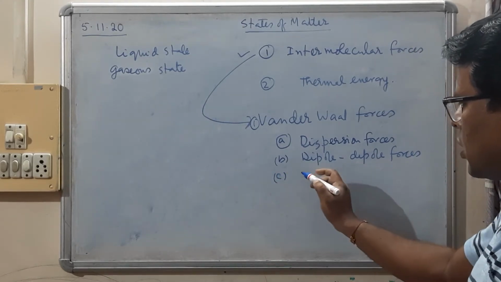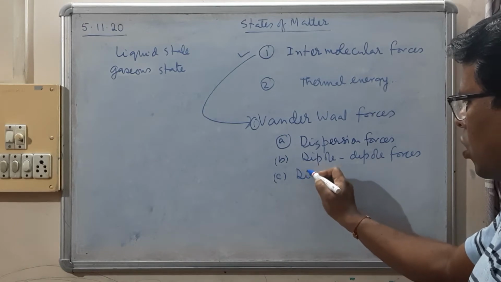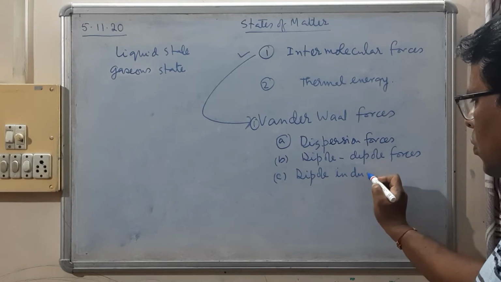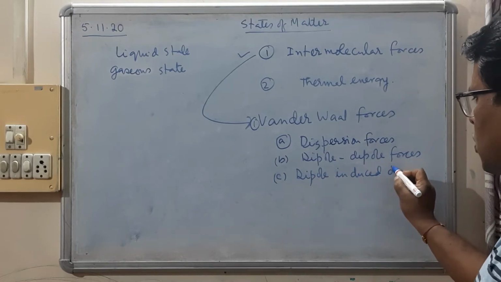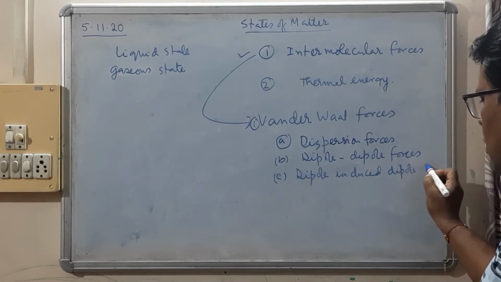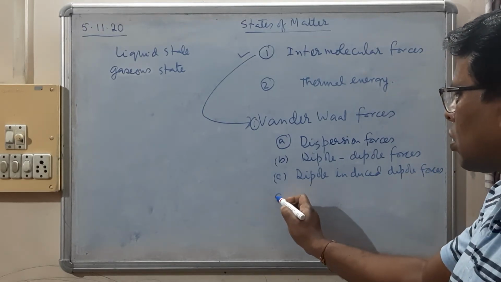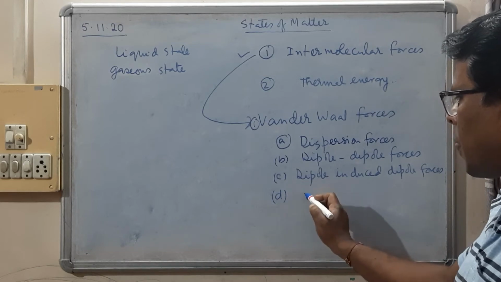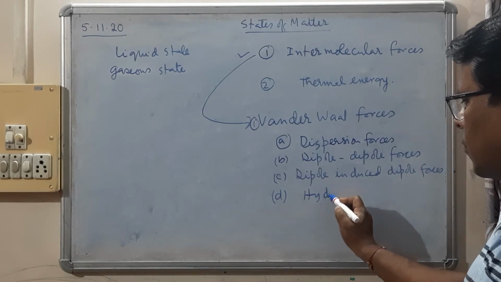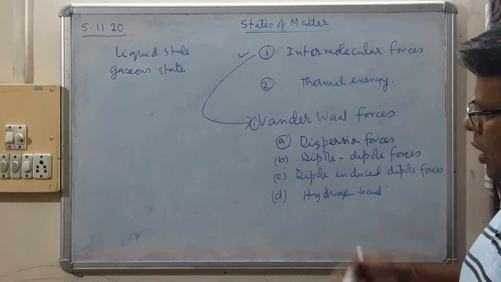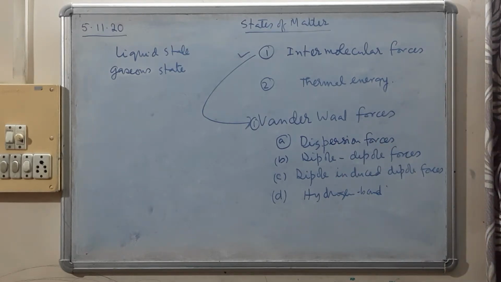Third type is dipole-induced dipole forces. And finally, hydrogen bond. So these are the types of intermolecular forces or van der Waals forces that occur.